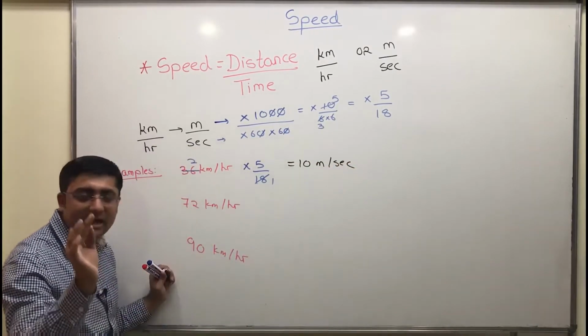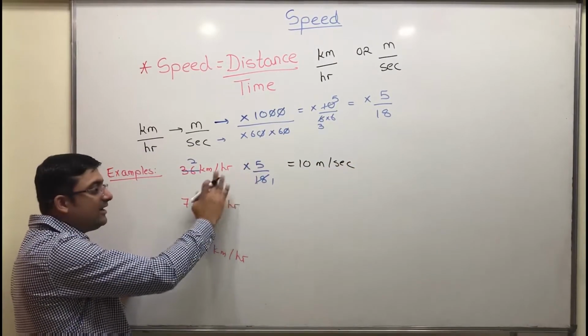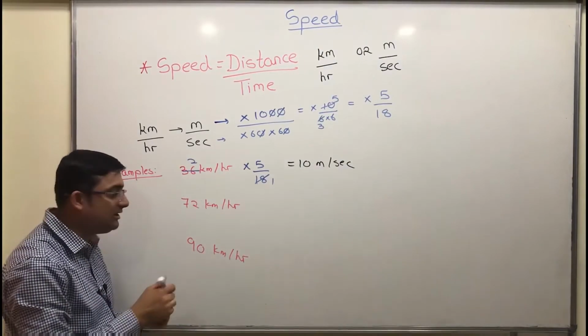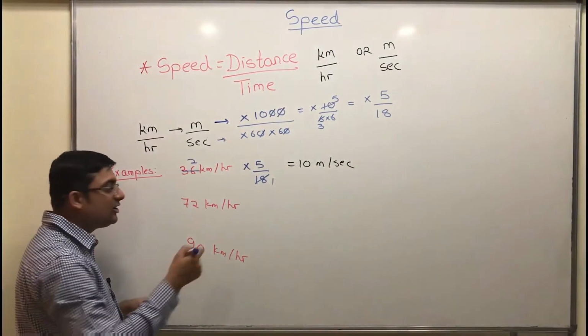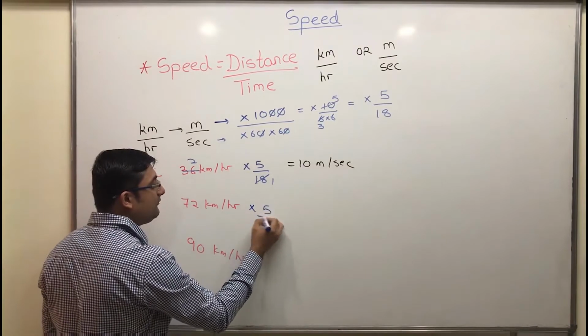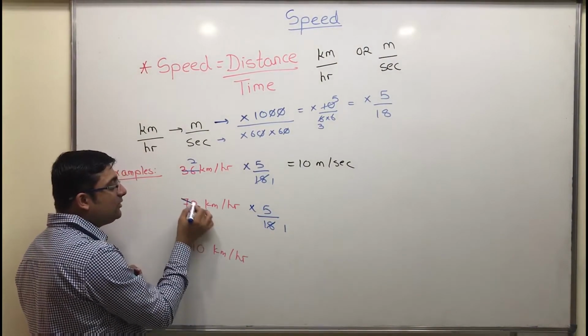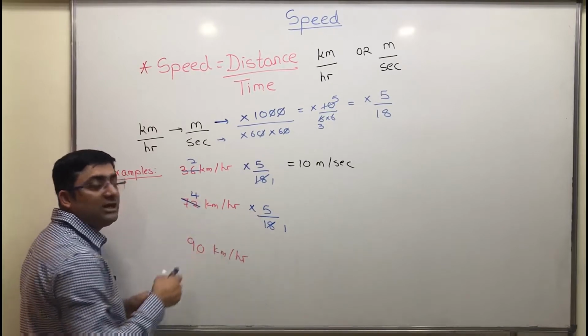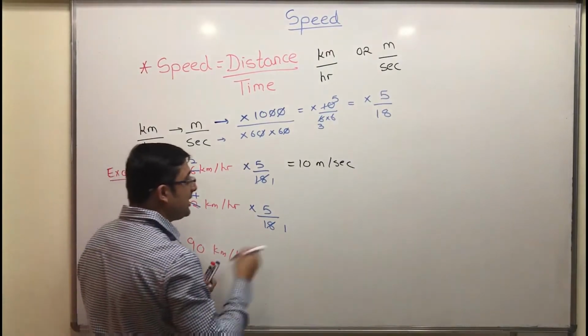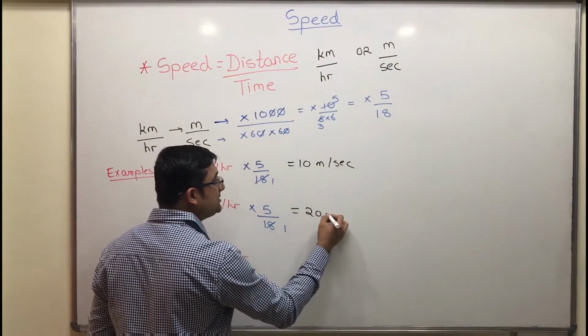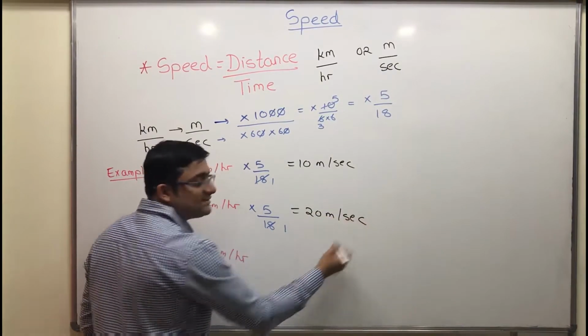So simple guys. I repeat, just multiply by 5 by 18. Whatever answer you get is in meter per second. Similarly, 72 kilometers per hour. Again, into 5 by 18. 18 divided by 18, 1. 72 divided by 18, 4. 4 multiplied by 5 is 20. That means 72 kilometers per hour is 20 meter per second.